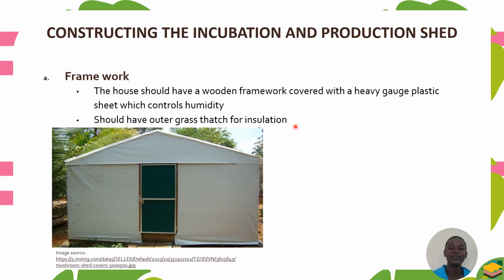So grass, the outer part of the house should be thatched with the grass just for insulation reasons. It regulates temperature.